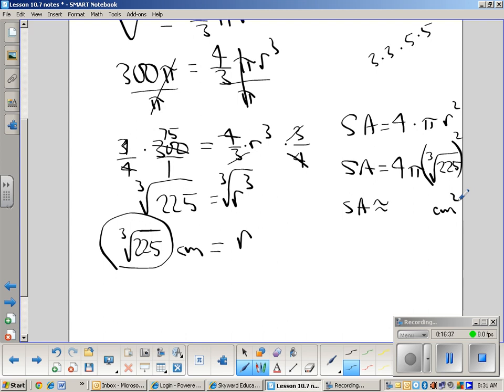To be honest, I would start in here. It's all times. It's 4 times pi times all of this. I would start over here and deal with this ugly stuff, then times it by pi, times it by 4. So what do I get? I would play with this on your calculator. What did you get? 464.9 centimeters squared.